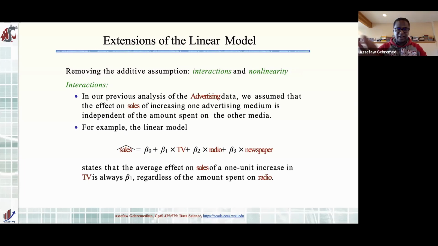Qualitative variables are fine. Dummy variables will handle them. The two extensions we'll see today are interaction and non-linearity. Non-linearity is not a surprise. The world is not linear. We know that. And of course, in fact, there aren't many things that are linearly related.